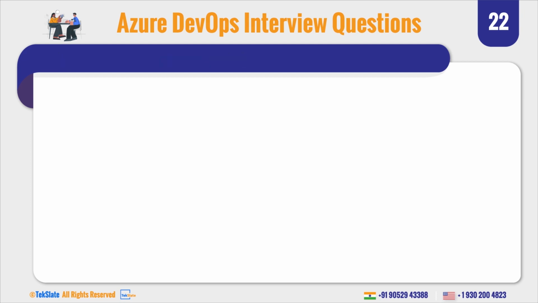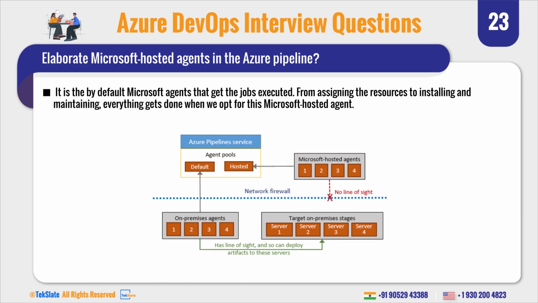The next question is, elaborate Microsoft hosted agents in the Azure pipeline. So it is by default Microsoft agents that get the job executed. From assigning the resources to installing and maintaining, everything gets done when we opt for this Microsoft hosted agent.